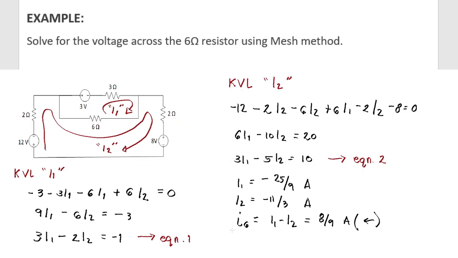And to solve for the voltage across the 6 ohm, that would be 6 times I6, which is equal to 5.33 volts. And that is our final answer.